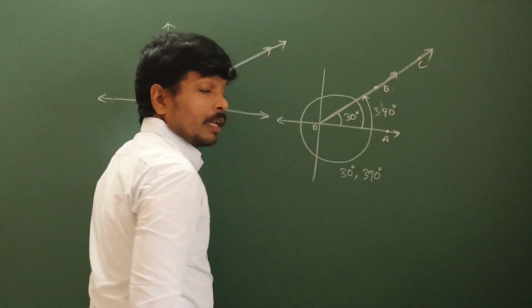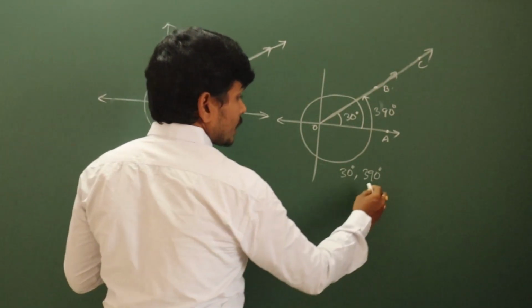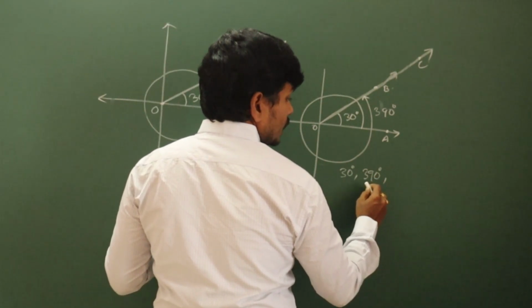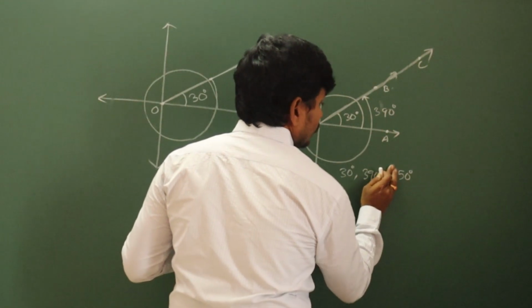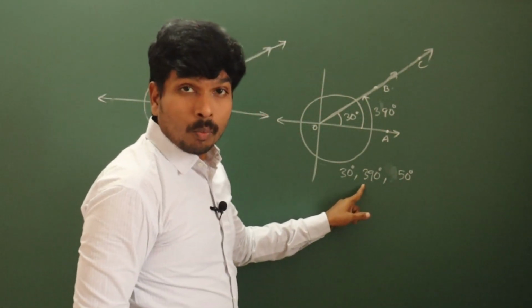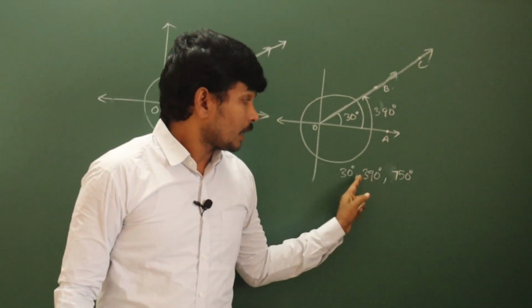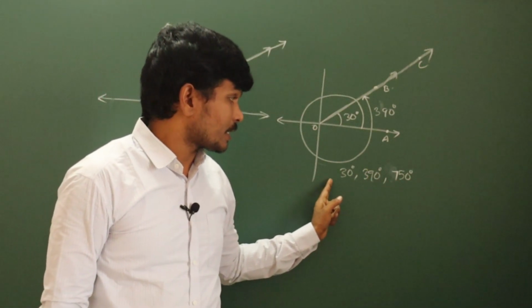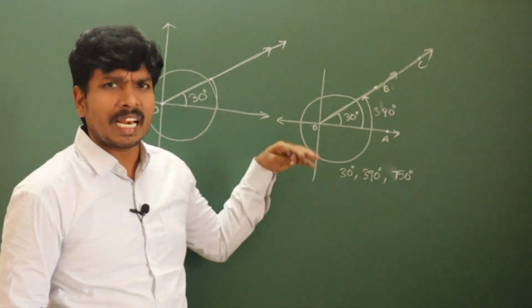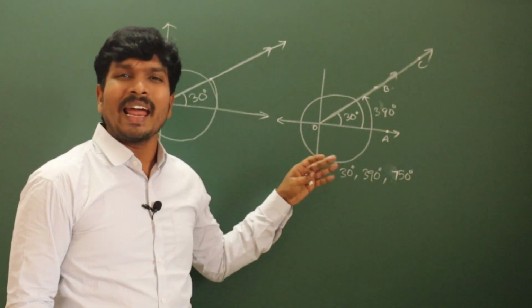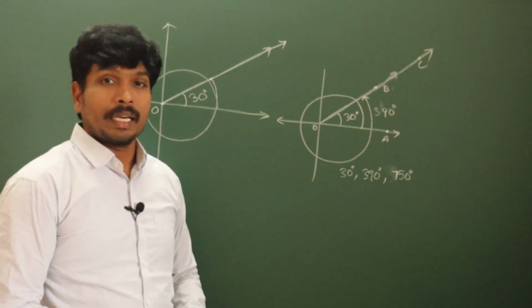390 degrees. Again add one more 360, then 750 degrees. 390 plus 360, how much? 750 degrees. These angles are called coterminal angles. Coterminal angles means their terminal side is the same. If all the angles' terminal sides are the same, then definitely those angles are called coterminal angles.